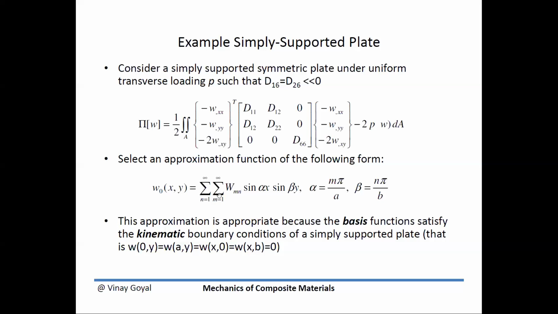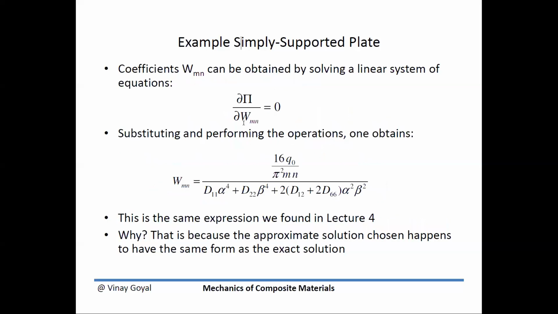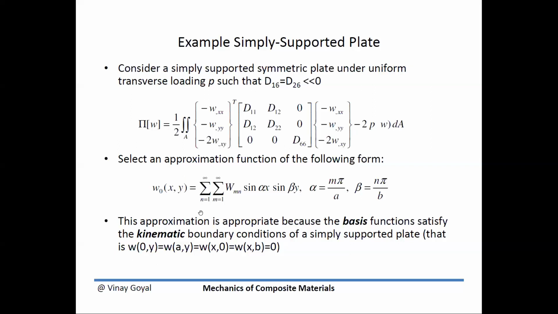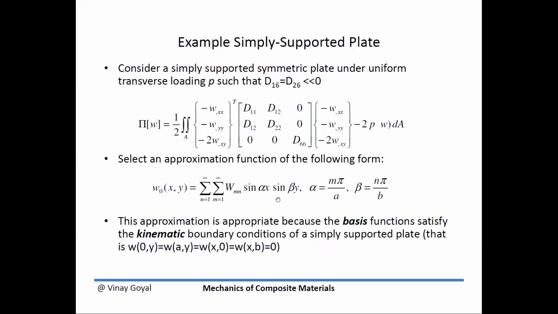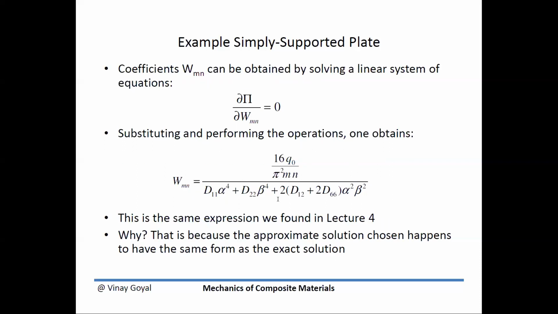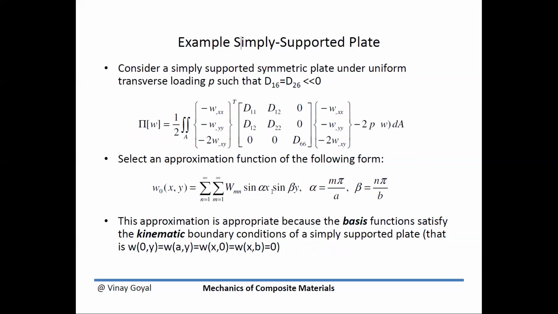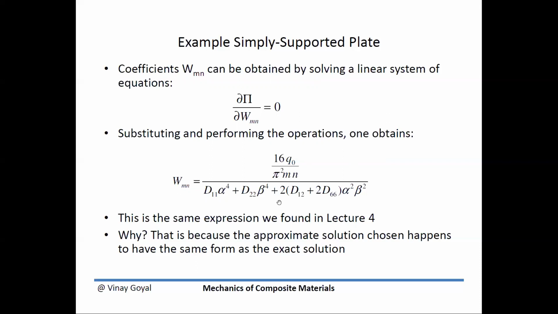So when you substitute this into the total potential energy, it will be very messy. But when you find the first derivative of pi with respect to WMN, you find this equation here. You actually find the coefficient that goes here that gives you the solution to the deflection. This is the exact same deflection that we found in lecture 4, and why we got the same answer even though we thought we were approximating it, the solution of a simply supported plate on the distributed load. The reason we found the exact solution is because the form of the solution I selected happens to have the form of the exact solution. That's why I got an answer that is the same as the exact solution.